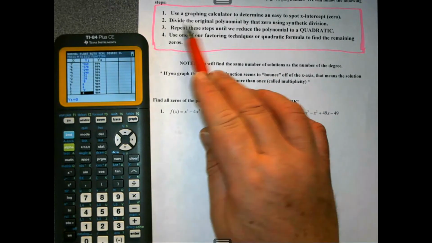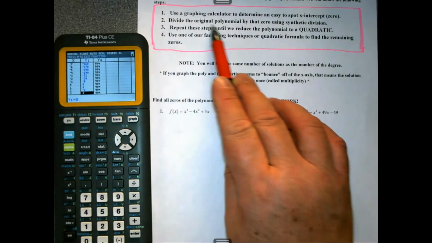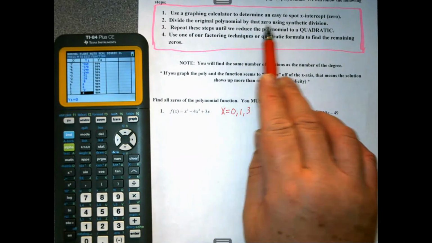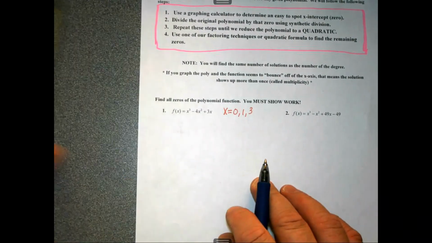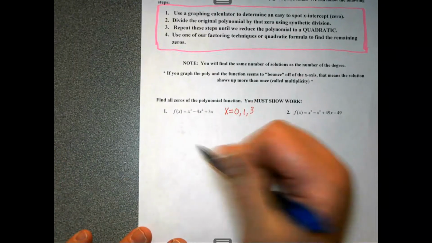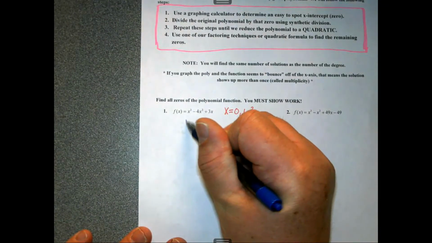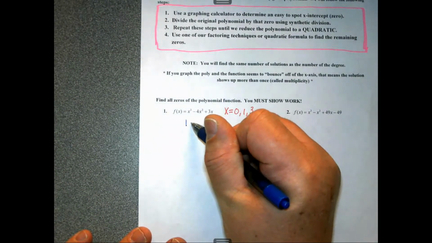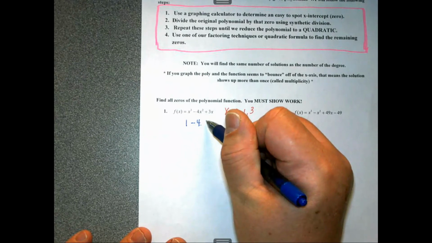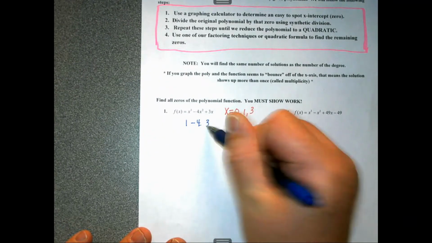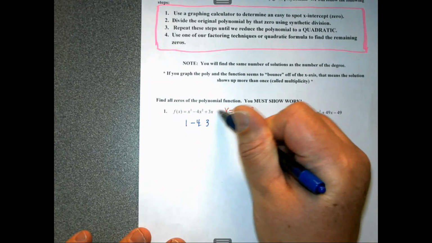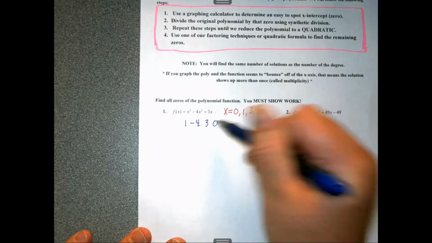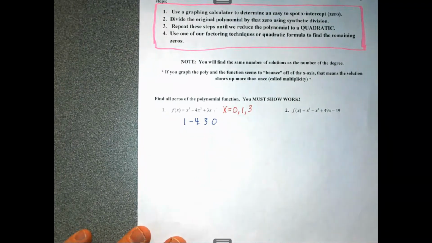So I'm going to go to the second process here. Divide the original polynomial by the zero using synthetic division. So my dividend is going to be the coefficients. What are my coefficients? 1, -4, 3, and a positive 3. What about my constant? What's my constant here? 0. Thank you.